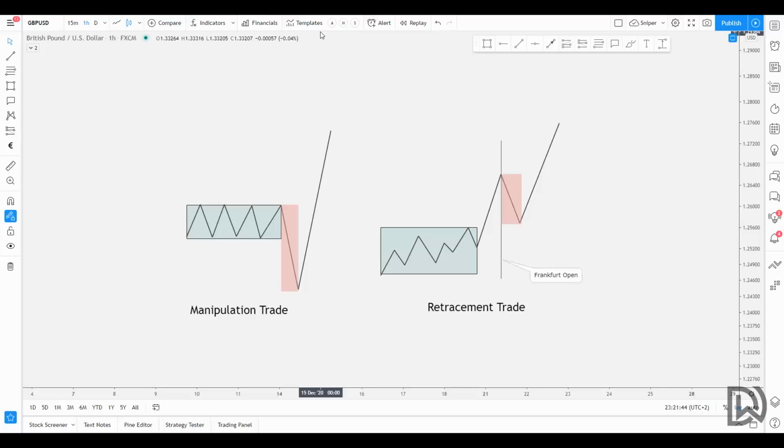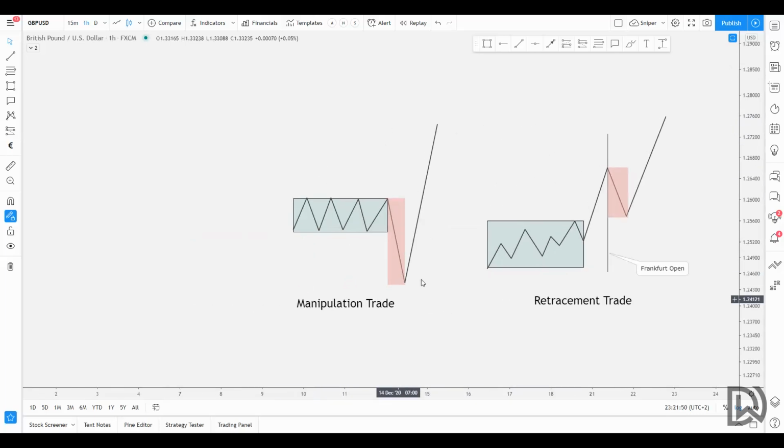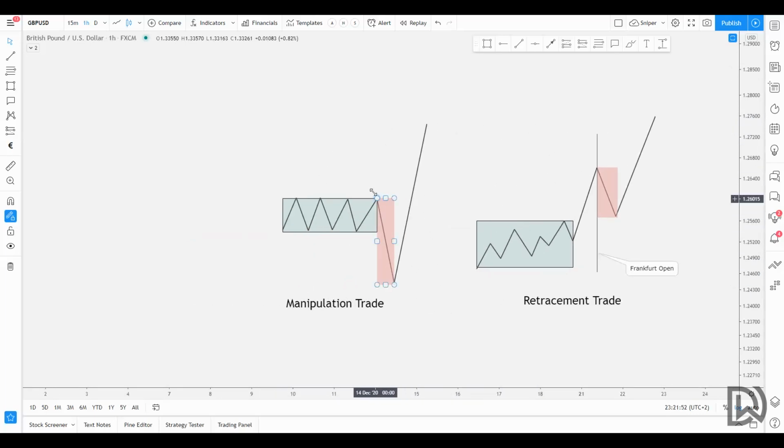Hello everyone. Now I quickly want to talk about the retracement trade. We've spoken a lot about the manipulation trade, where we want to see price manipulate after a nice tight consolidation. We get our initiation, our entry, and then we trade the continuation to the upside.